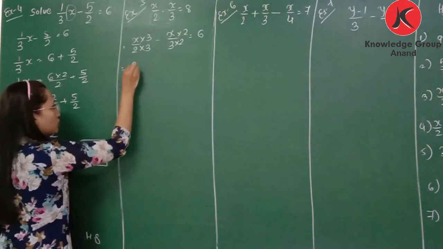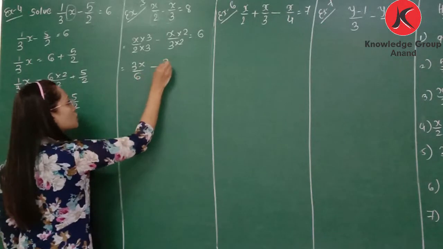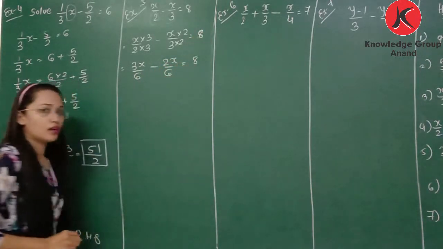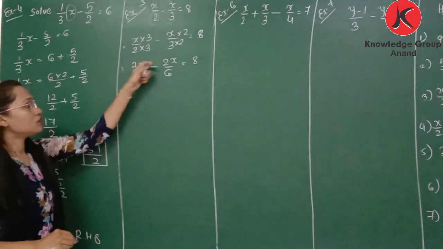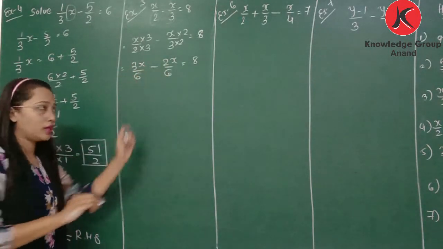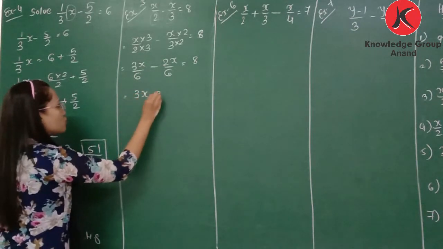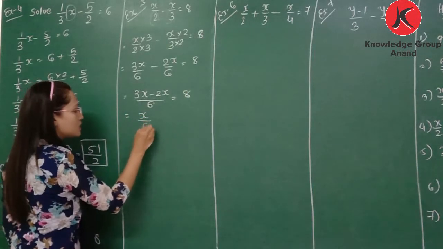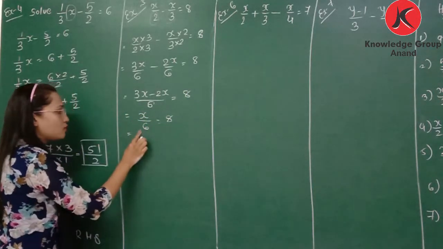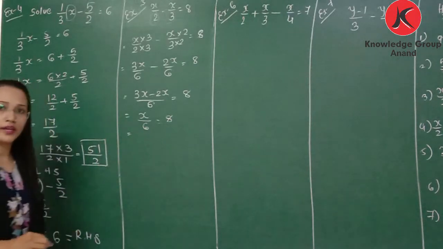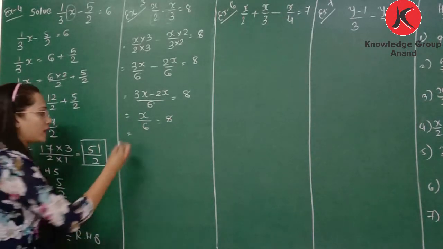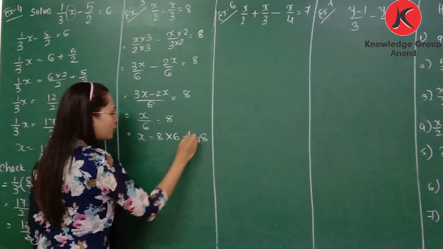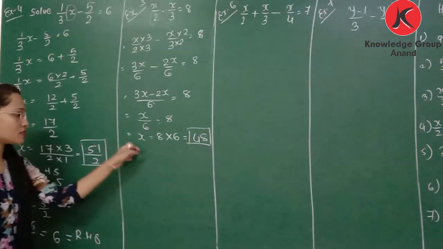Now here we have 3x by 6 minus 2x by 6. It is 8. Now 3x minus 2x, that is x only. So we can write 3x minus 2x divided by 6 is equal to 8. So it is x by 6 is equal to 8. Now here you can see 6 is in a denominator. So on right side it becomes multiply. x is equal to 8 multiplied by 6, that is 48. So here variable x is 48.